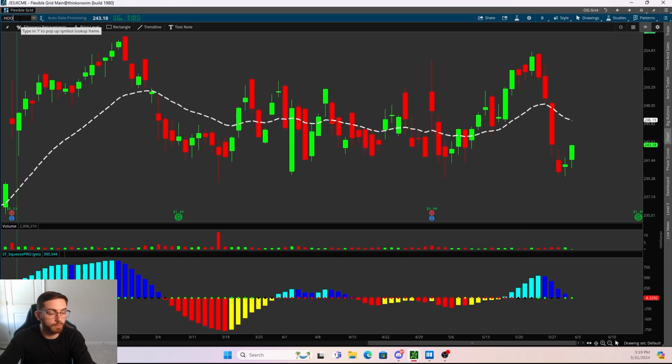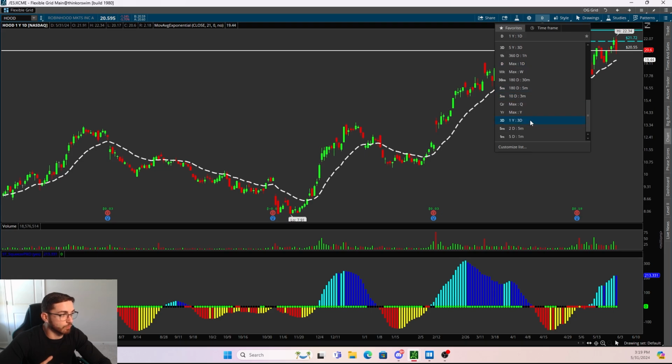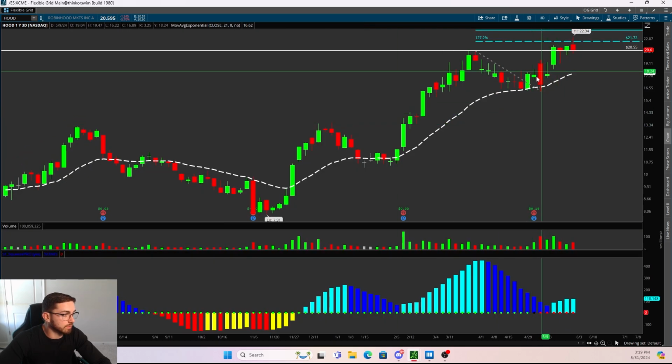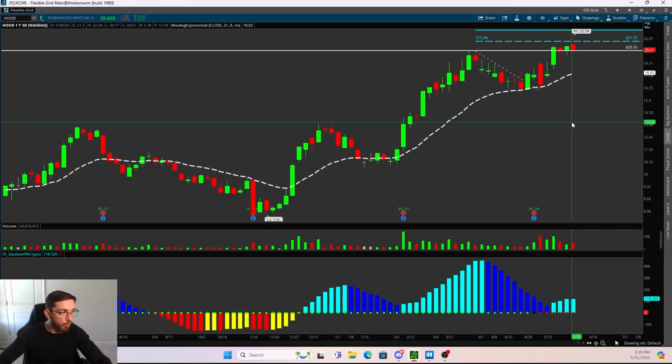Or HOOD on the 3-day time frame. This isn't a trade that I ended up taking, but it was something I was watching, just unfortunately couldn't get into it. But if we go to the 3-day time frame, same thing. We're holding that 3-day 21 EMA as support. What ended up happening, we made a beautiful move to the upside. So again, same setup over and over and over again, just a different stock and a different time frame.